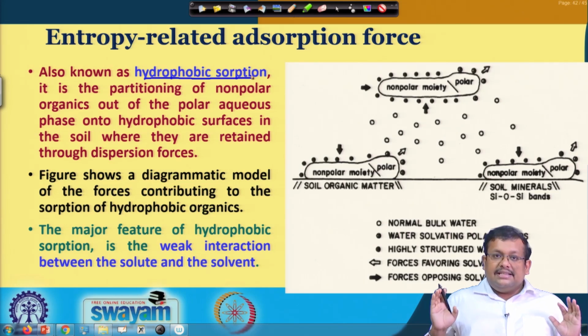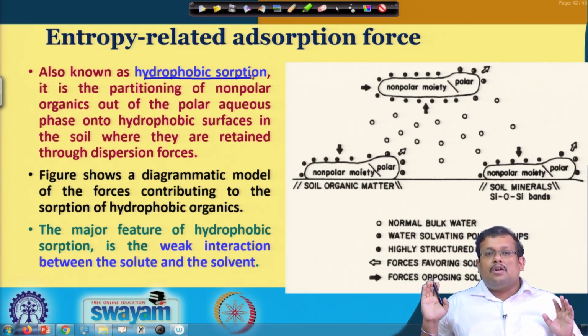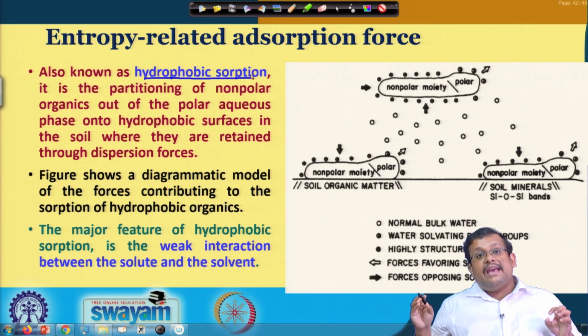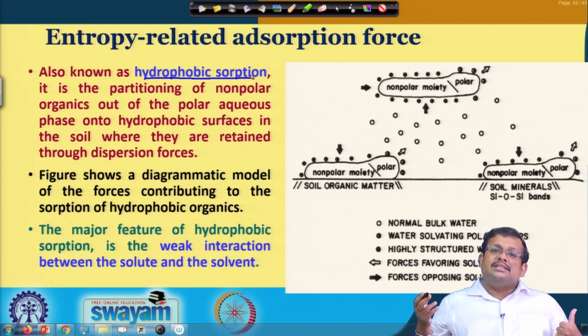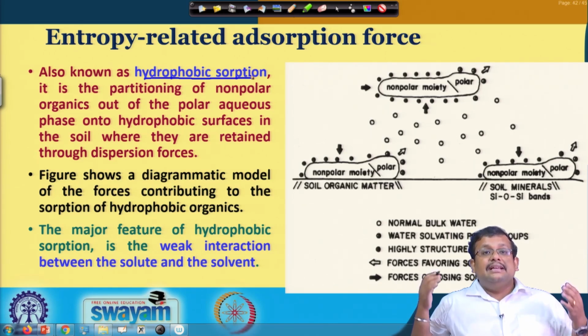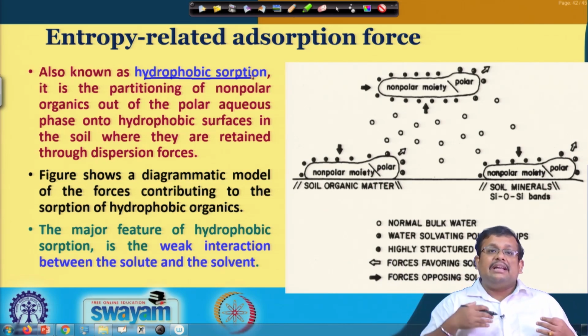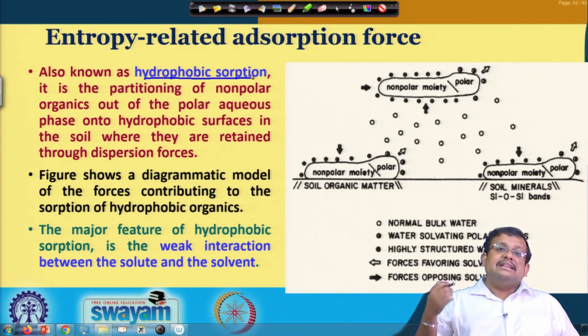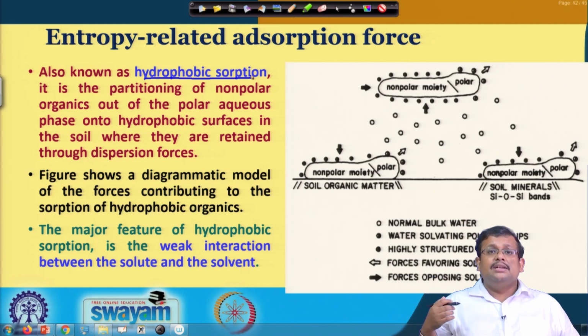Again, it is the partitioning of nonpolar organics out of the polar aqueous phases onto the hydrophobic surfaces in the soil. So, where do the hydrophobic surfaces in the soil occur? Maybe in the organic matter. In the organic matter, this hydrophobic surface can separate out these nonpolar organic compounds from their polar aqueous phase and help their retention in the soil. So, this is known as hydrophobic sorption.